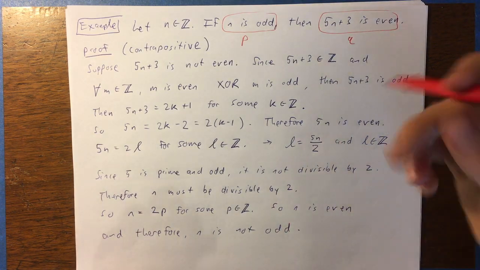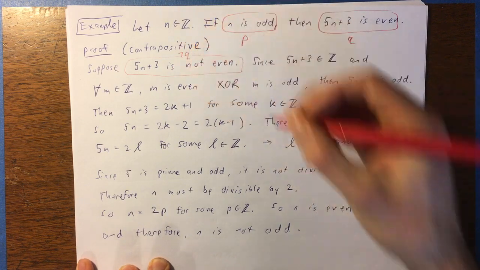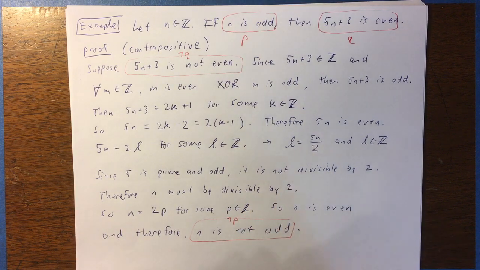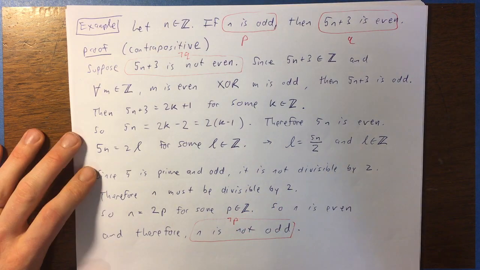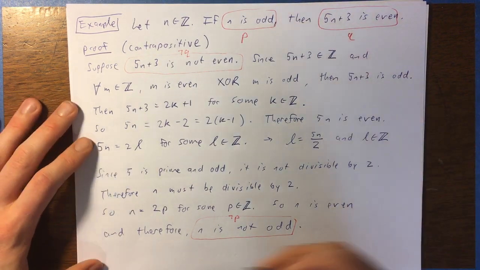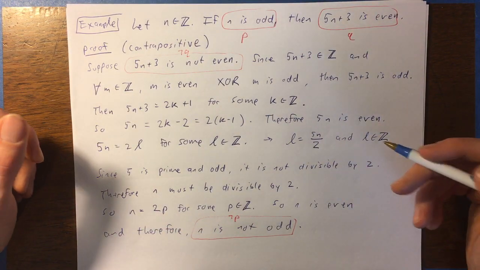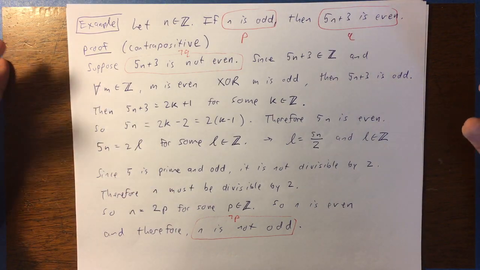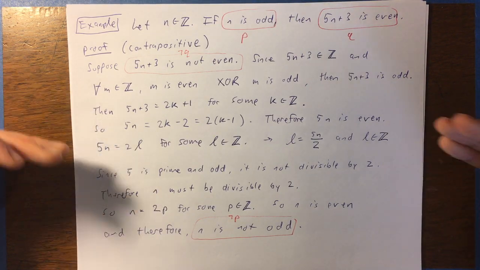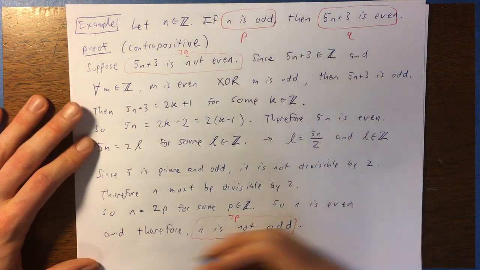So what did we do? We started with 5n plus 3 is not even, that's our not q. And we arrived eventually at n is not odd, which is our not p. And so that is a proof by contraposition. Sometimes you'll see a line at the end of a proof like this. This is a type of proof called indirect. There are lots of different types of indirect proofs, but anything that's not a direct proof is an indirect proof. Since indirect proofs are a little removed from the original statement, often at the end of an indirect proof you'll see a rephrasing of the original statement.